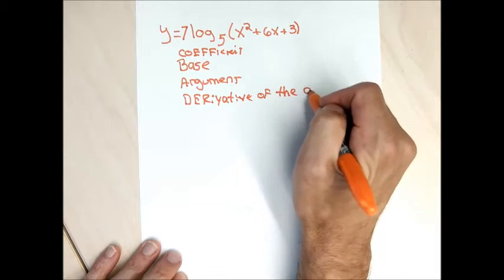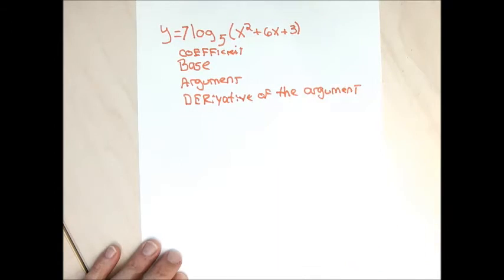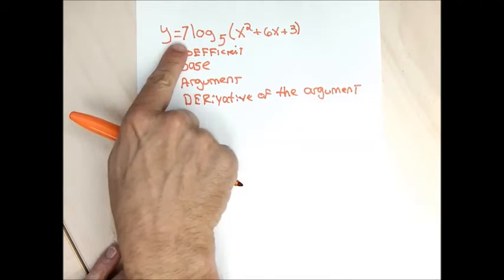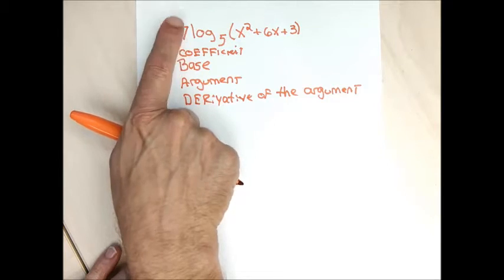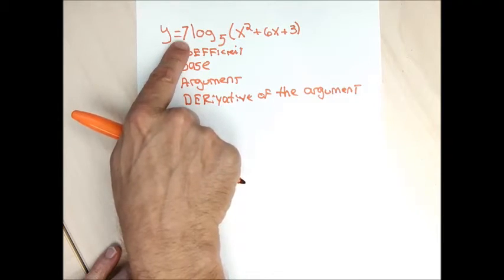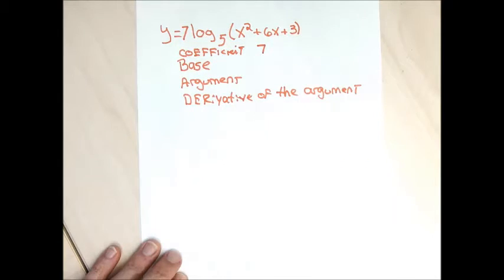So all 4 of these pieces are needed to do the derivative of a logarithm. In this particular problem, I put a coefficient of 7. If there wasn't a number there, there'd be a coefficient of 1. I can kind of ignore it. If there was an x to the left of the logarithm, I'd need to use the product rule. But here in this problem, the coefficient is 7.